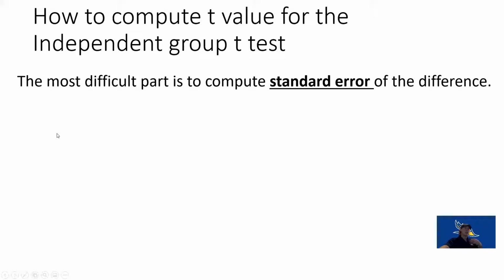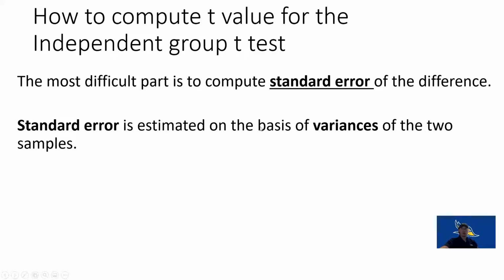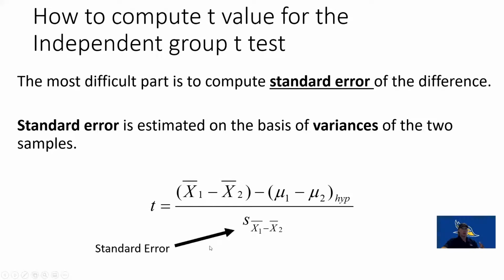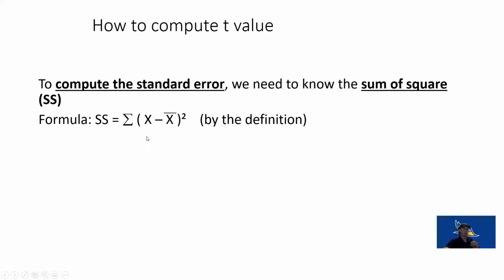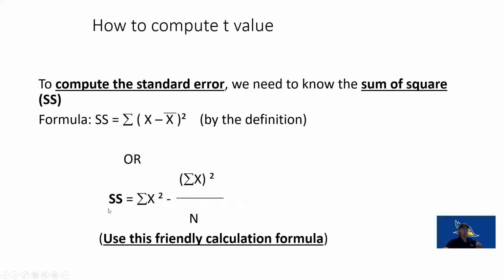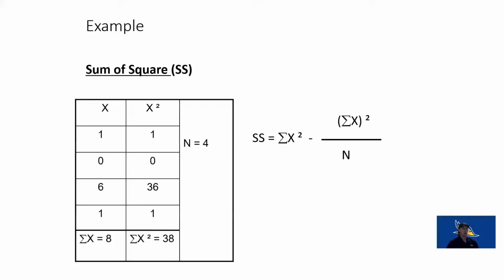Okay. So the most difficult part is getting the standard error. The standard error is where most of the math comes in. So here's our standard error. It's the denominator of our t-statistic equation. So how do we compute it? We need to know the sum of squares. The sum of squares is similar to our variance. We're going to use our variance equation here. Sum of squares and the variance equation are the same thing, or a similar thing.